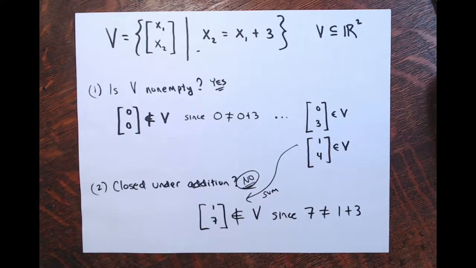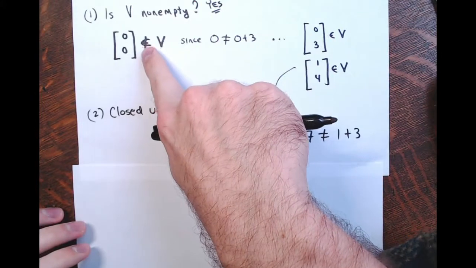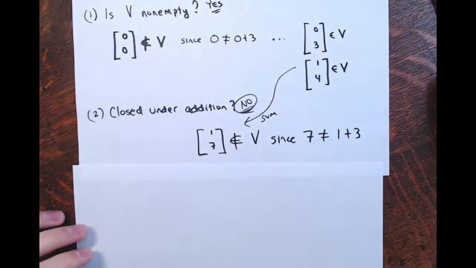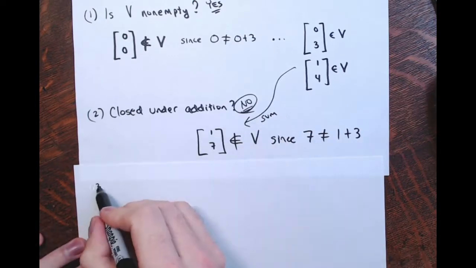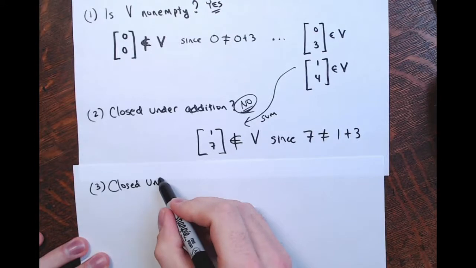Same deal, it's not even closed under scalar multiplication. All right, let me show you that as well. I mean, we could have stopped after this. I could have stopped after this and told you this wasn't a subspace. But let's go to the third one. Is it closed under scalar multiplication? No. I'll show you why as well.